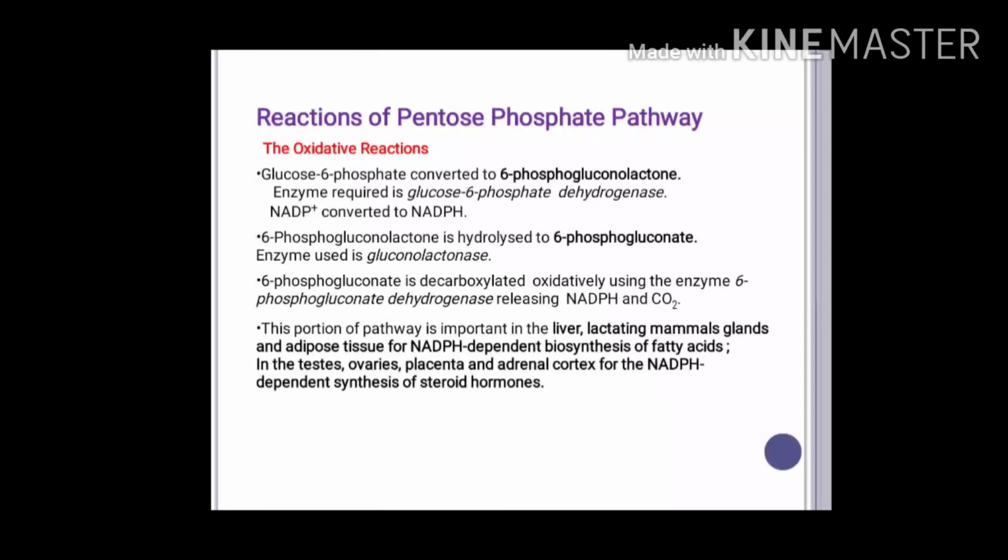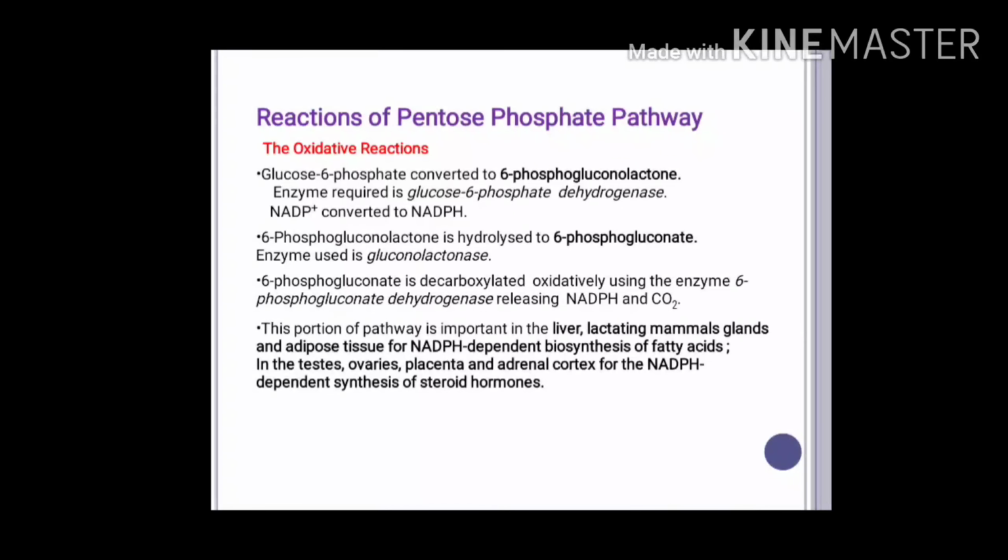So let's start with the oxidative reactions of the pentose phosphate pathway. This is an irreversible reaction where glucose 6-phosphate is converted to 6-phosphogluconolactone by the enzyme glucose 6-phosphate dehydrogenase with the release of NADPH. So you can see glucose 6-phosphate is oxidized. So for oxidation, dehydrogenase is the enzyme which is required, along with the formation of NADPH.